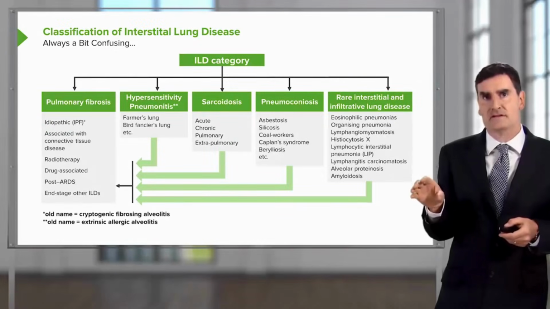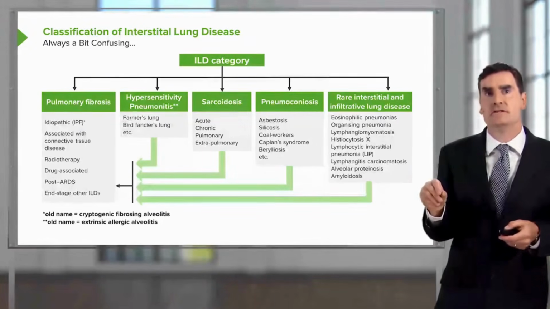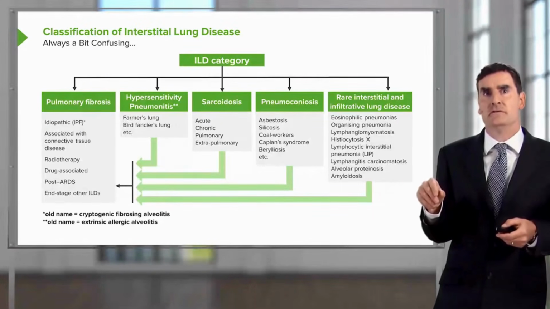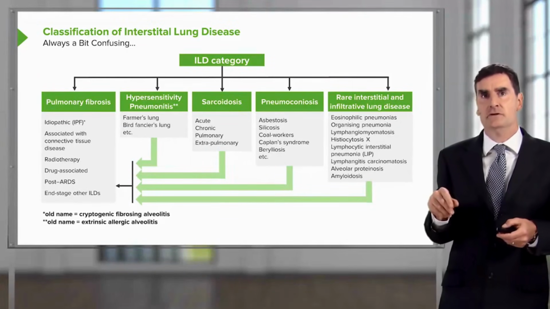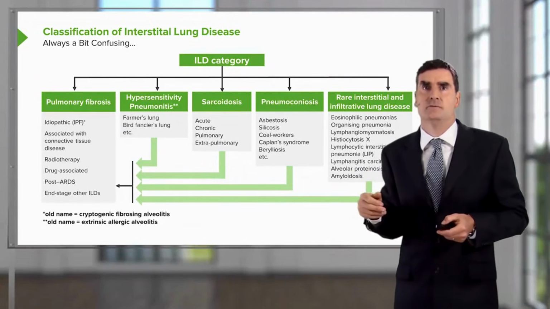Another important point from this slide is that there are old names for some of these diseases. For example, idiopathic pulmonary fibrosis used to be called cryptogenic fibrosing alveolitis, and hypersensitivity pneumonitis used to be called extrinsic allergic alveolitis. These terms are interchangeable now.